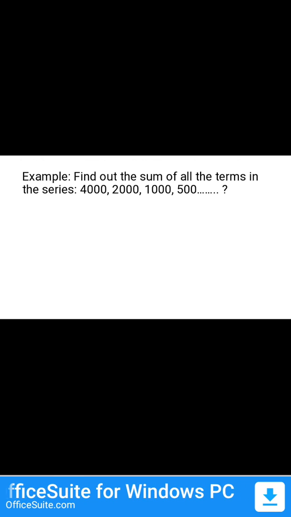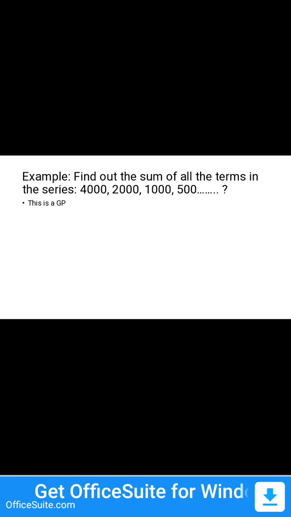Okay, let us do one more question. Now here, find out the sum of all the terms. All the terms means you have to keep on moving, all the possible terms, which means basically it is an infinite series. So whenever you come across the word all, you should understand that basically the series is an infinite series. So find out the sum of all the terms in the series.